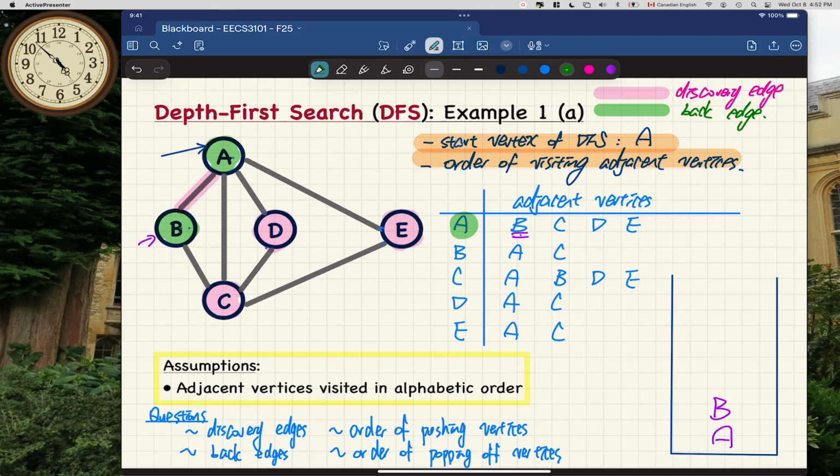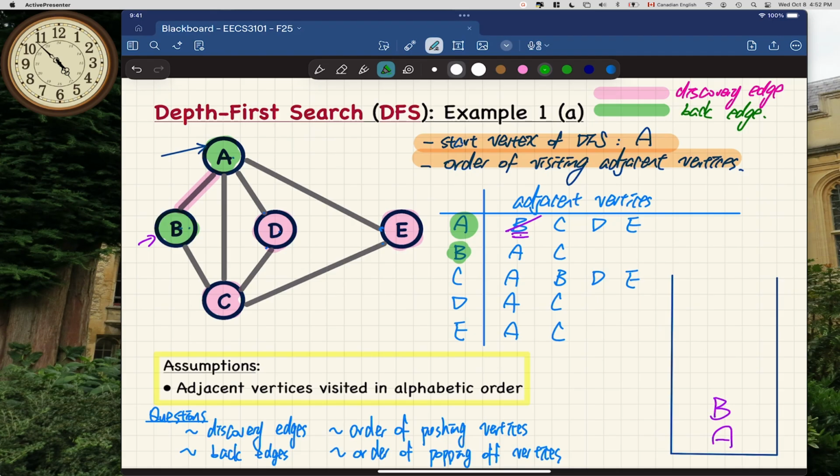And once B is there, we can get rid of it. Okay, so I can simply remove it. So that means whenever I get backtracked to A, I don't have to worry about visiting B anymore. I don't have to, because that one there is already a discovery edge. So now I'm in B. So B is visited, right here.